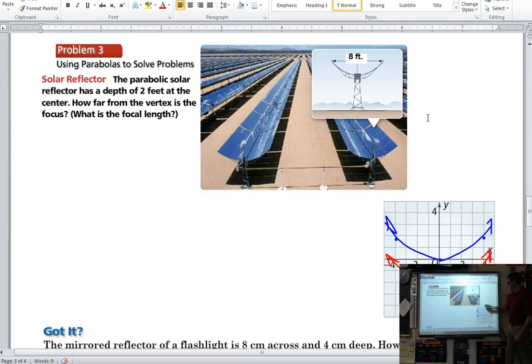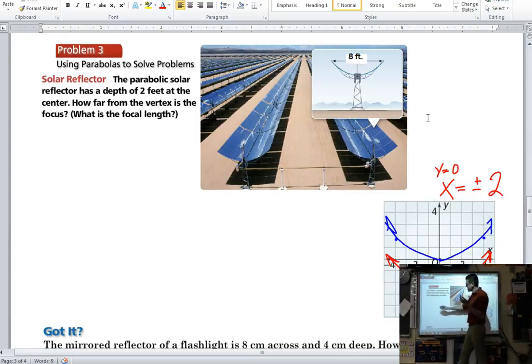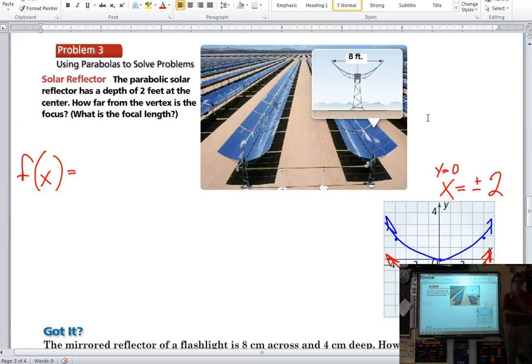So if we wanted to, we could work backwards and say, okay, x equals positive or -4. That's my solution points for when y equals 0. So I'm going to have some f of x that can be solved by either a positive 4 or a -4.